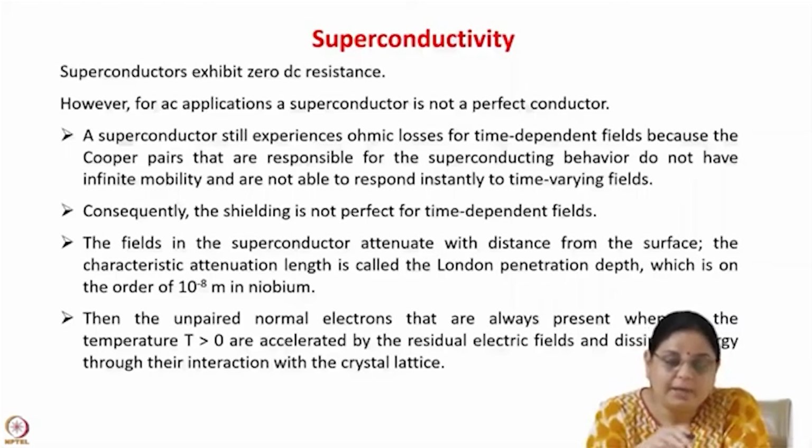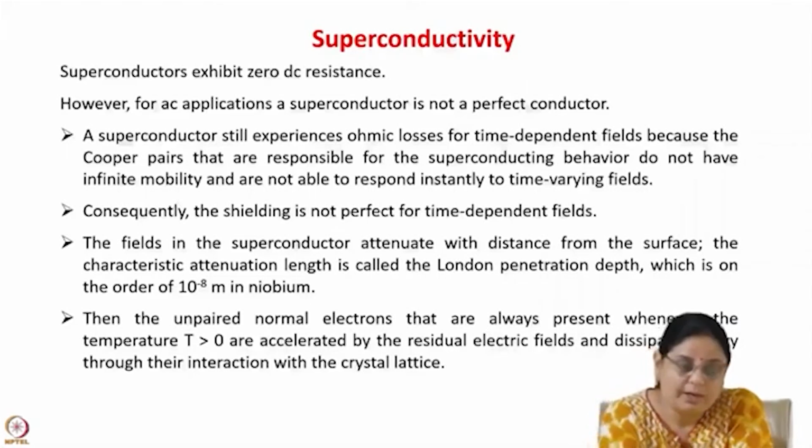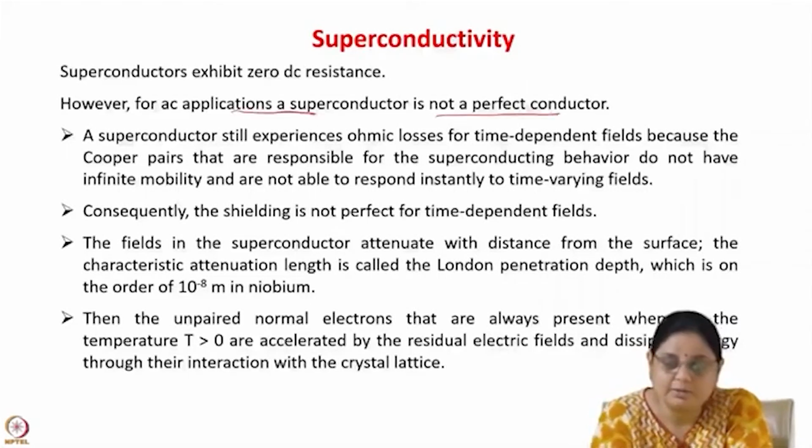However, if you apply time varying fields, or for AC applications, a superconductor is not a perfect conductor. So fields do penetrate inside the superconductor if they are time varying. So a superconductor still experiences ohmic losses for time dependent fields, because Cooper pairs that are responsible for superconducting behavior do not have infinite mobility and are not able to respond instantly to the time varying fields. So the shielding is not perfect for time dependent fields.